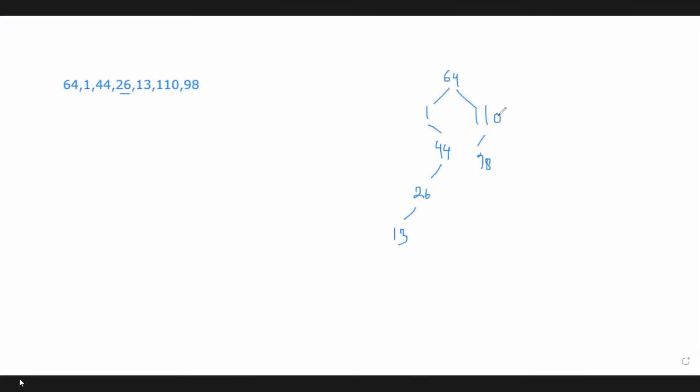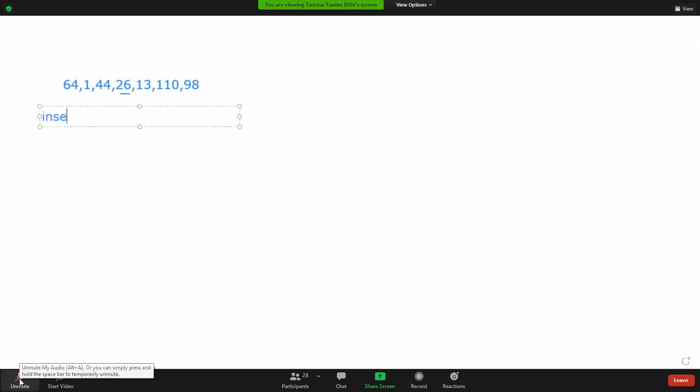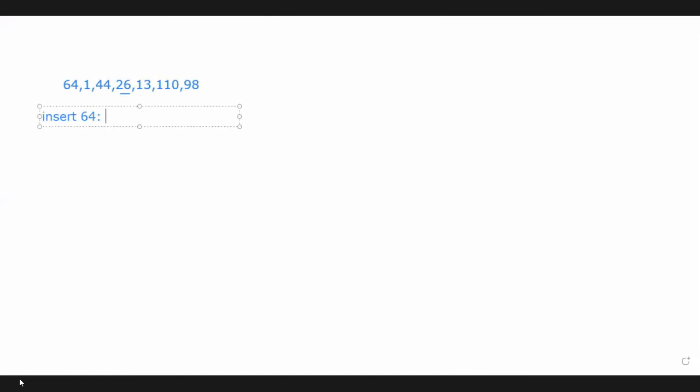Can we call it an AVL tree? No, because we didn't check the balance factor. So how to create the AVL tree? At first, take the first node. So at first, we will insert 64. After inserting 64, now the next thing is to check the balance factor.